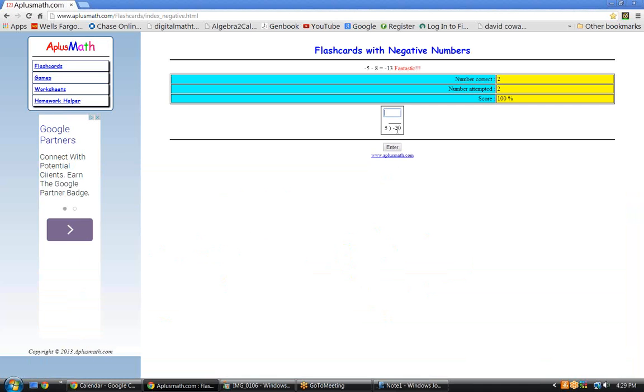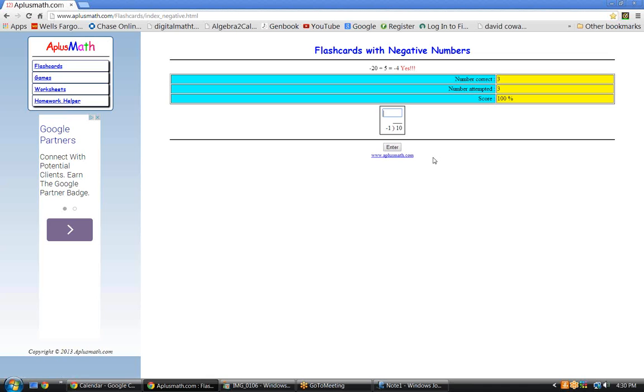This is division. So we have a positive 5 dividing into a minus 20. What do we get? Would it be negative 4, or would it be positive 4? Negative 4. Negative into a positive is negative. That's why this program is so good, because it incorporates negative numbers.